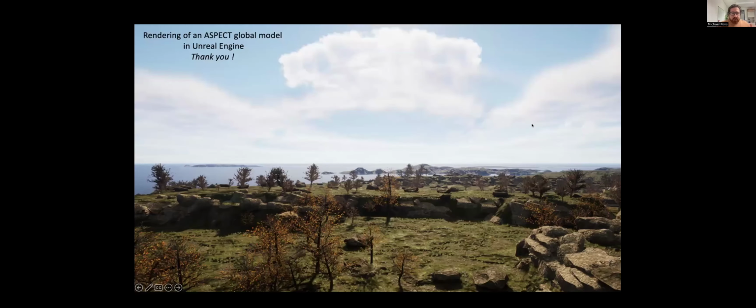And to finish, I leave you with this rendering of this ASPECT global model in Unreal Engine that I did as a hobby. Thank you.